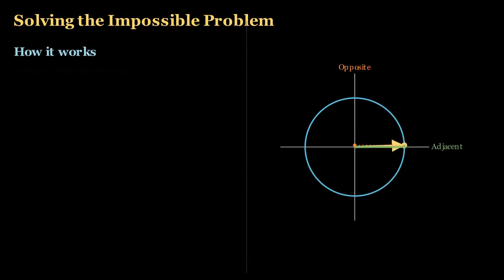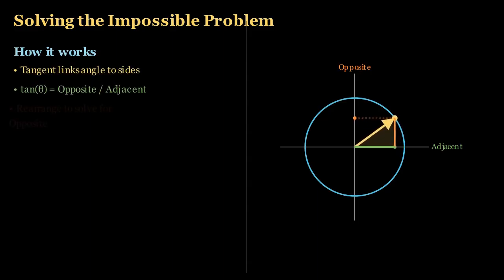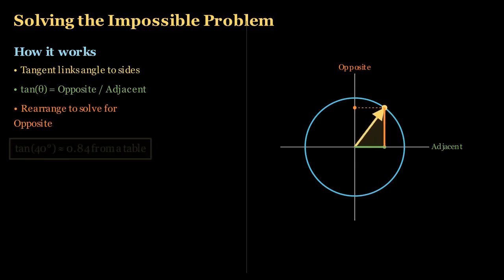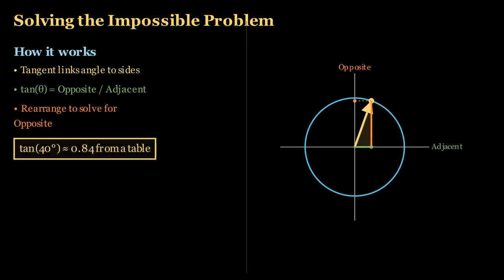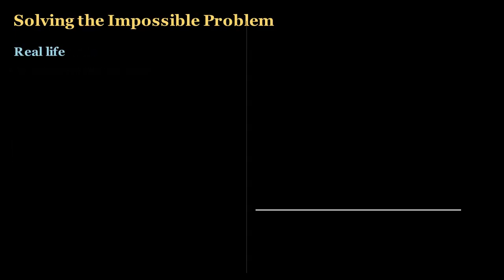We know from our earlier lesson that tangent is the slope, the ratio of the opposite side to the adjacent side. If we know the angle and the adjacent side, our distance on the ground, we can rearrange the ratio. Opposite equals adjacent times tangent. Let's measure a real pyramid.